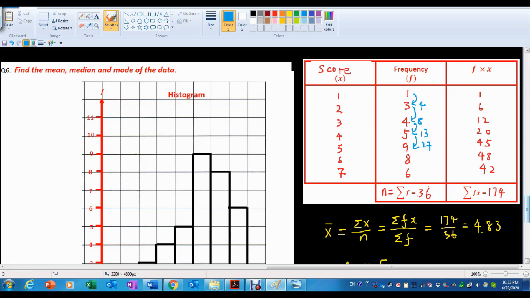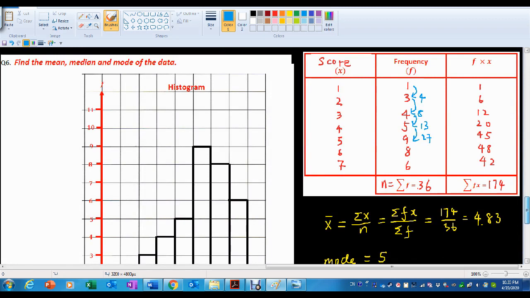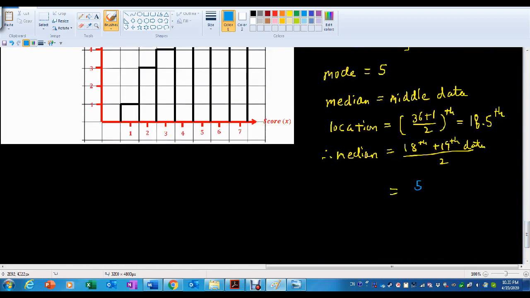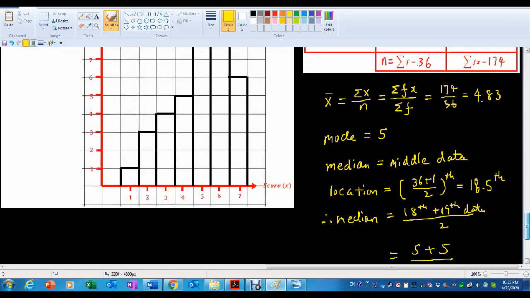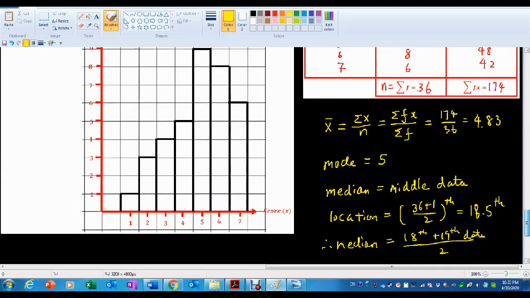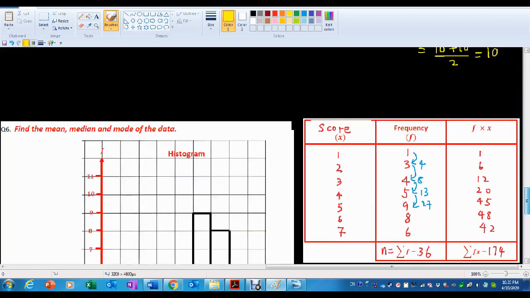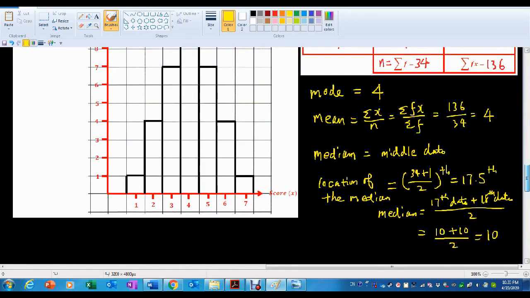So that means both 18th and 19th is score 5, right? Both 18th data and 19th data are 5. Okay, so median is 5. All right. So conclusion: mode is 5, median is 5, and mean is 4.83 again. So the three statistics about the central tendencies are quite close. So you could say they are consistent, but not as consistent as the last one, right?